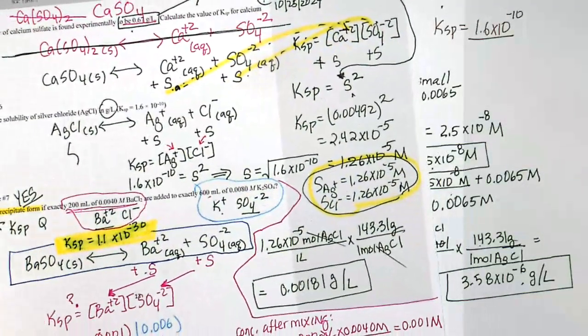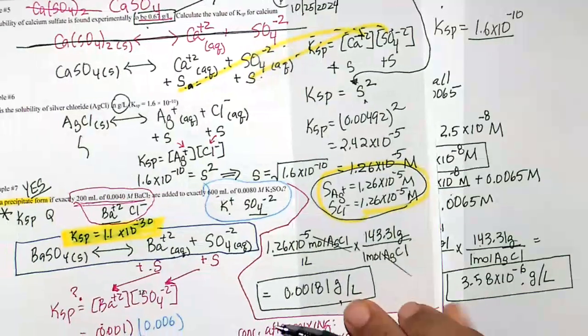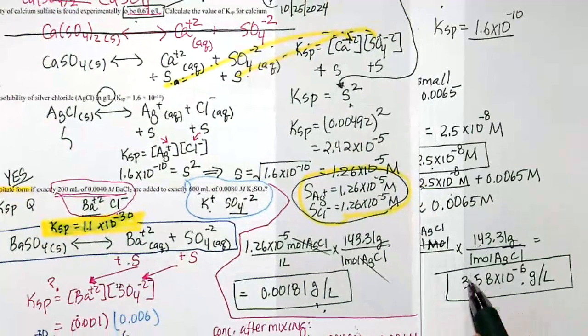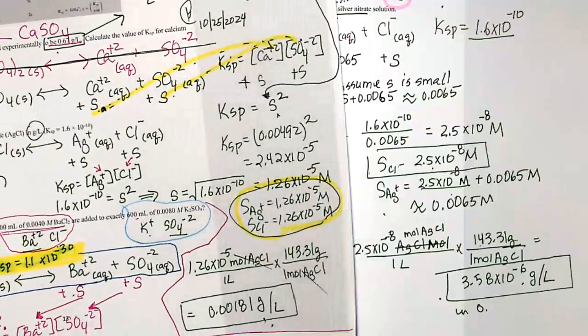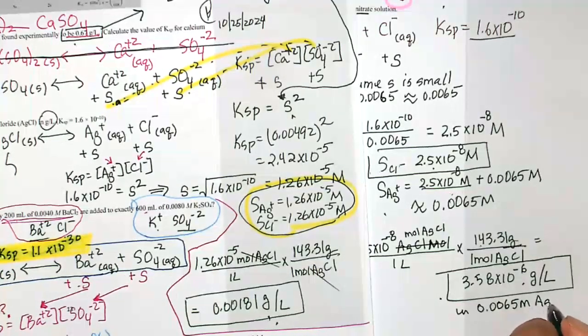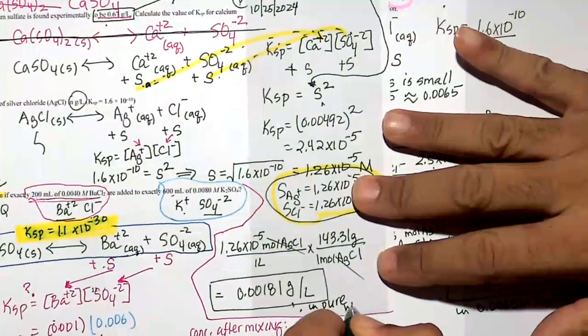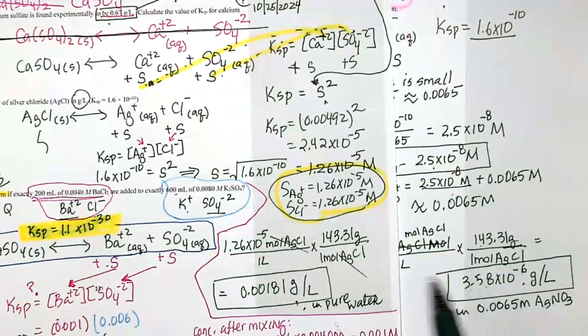The solubility of AgCl just in pure water was 0.0018 grams over liter. This is the problem that we did on page 13. And this is the solubility we have in the presence of the common ion, in 0.0065 molar AgNO3, and this is in pure water. So the solubility has decreased from 0.0018 to 3.58 times 10 to the minus 6.